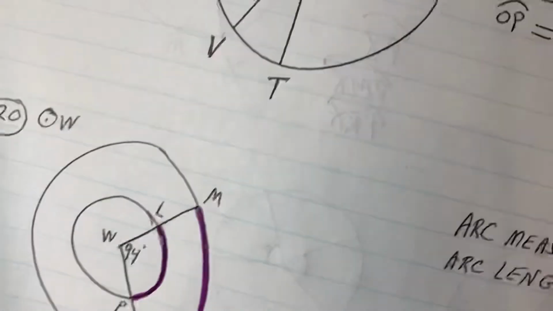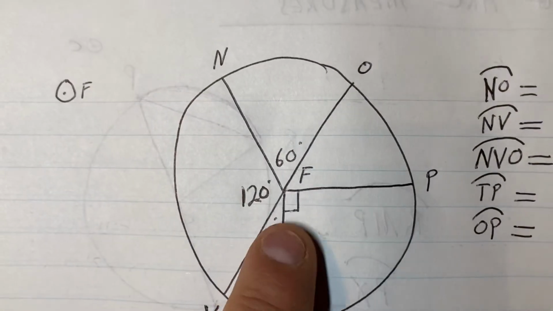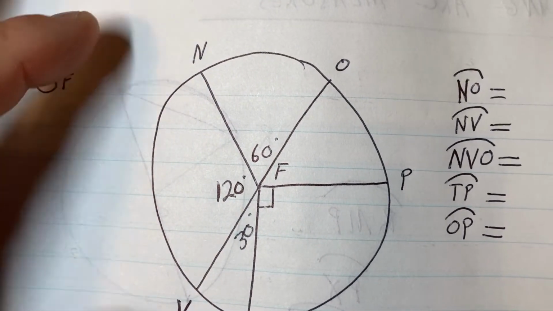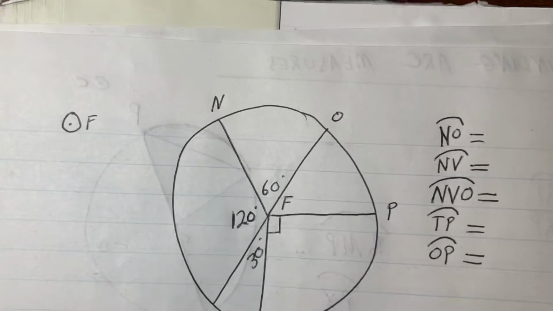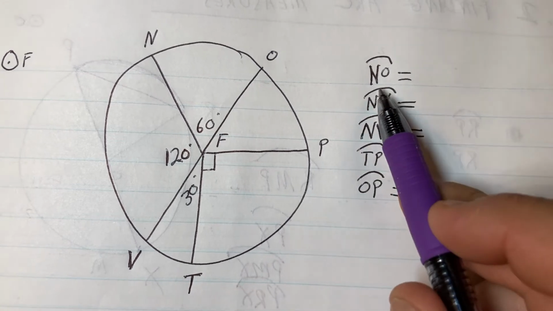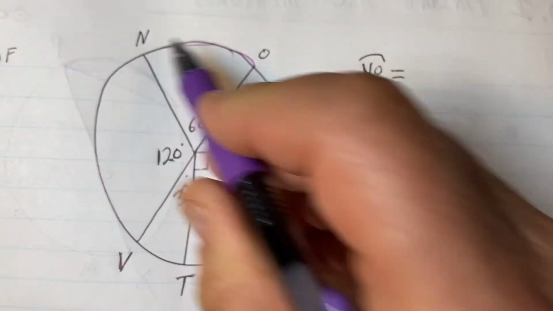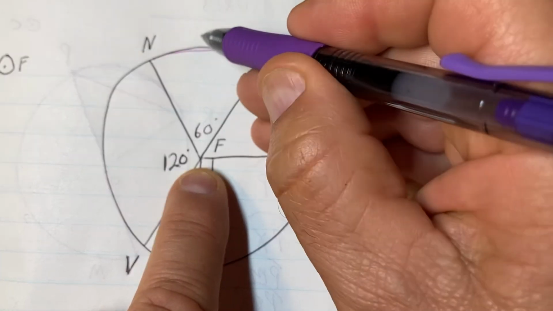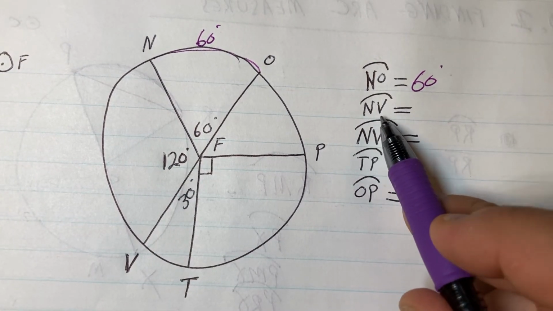Let's turn it over. Let's do this. Circle F. Should have said K. Circle K, like the store. So we're going to use circle K. What's the measure of arc NO? Here's N, here's O. This is circle K, so that's the center. If this is 60, that's also 60 degrees. Boom, done.